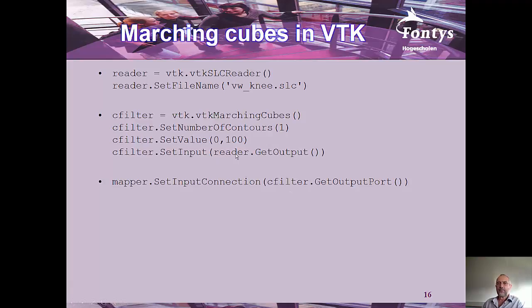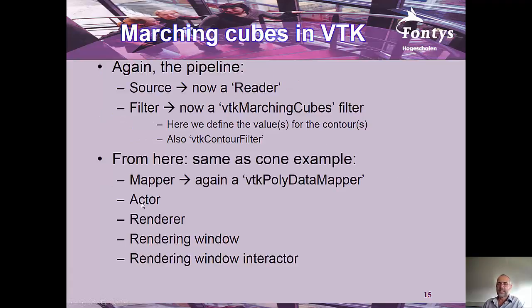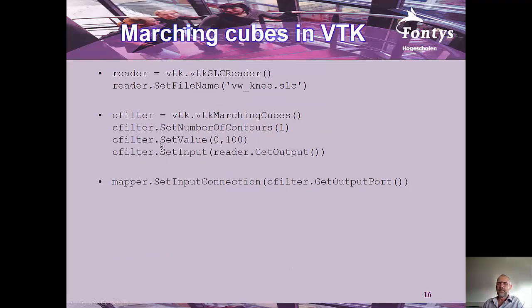We connect it to the reader, and the input of this one is the output of the reader. Then this one, the cFilter, is again the input for the mapper, and after the mapper we have, as always, the actor, the renderer, the rendering window, and so on. From there on it's the same as before. The only addition is that we add this filter. It filters the volume. Instead of seeing the whole volume, which is a big cube, we filter out one isocontour or two, in this case one, and that will be shown.